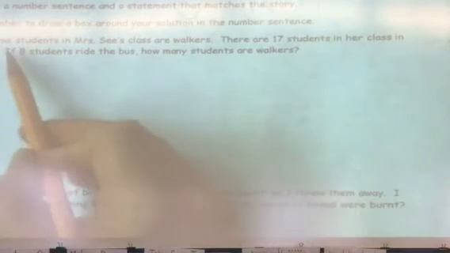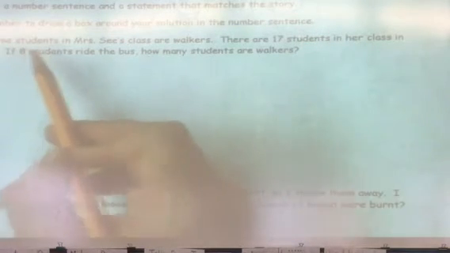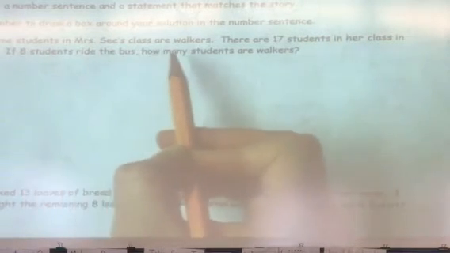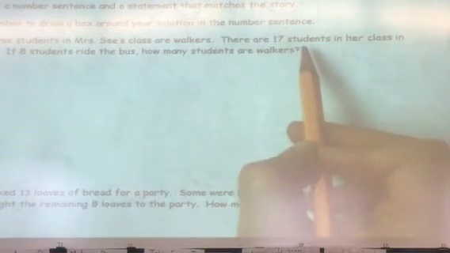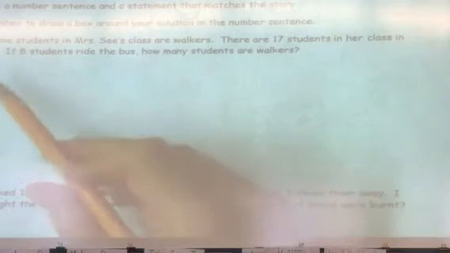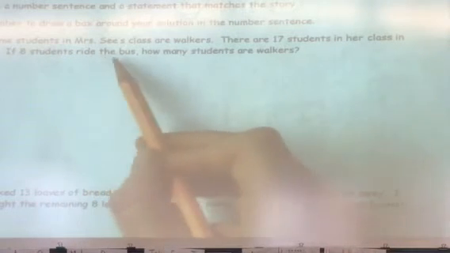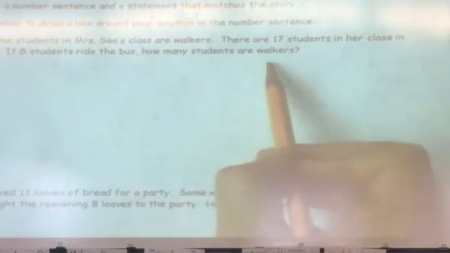So here we go. Some students in Mrs. C's class are walkers, meaning they walk to and from school. There are 17 students in her class in all. If 8 students ride the bus, how many students are walkers?